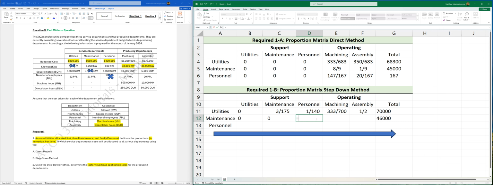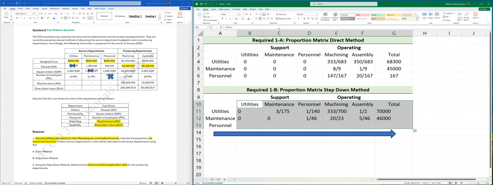So for personnel, they use 1,000 of the total. Then we have here machining, which uses 40,000 over 46,000. And then, last but not least, we have 5,000 over 46,000. Okay. And there we go. 5 over 46. I'm pretty sure if you did this in your calculator, you'll get the same number.